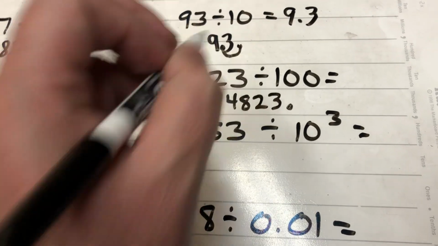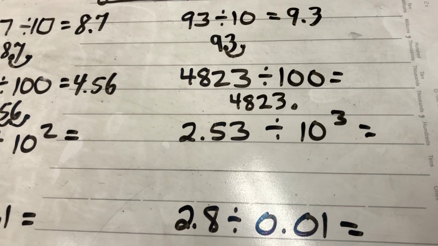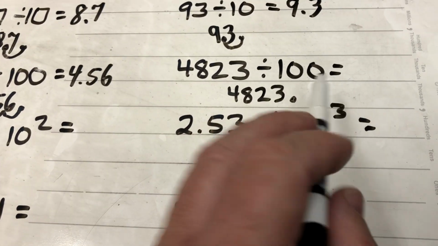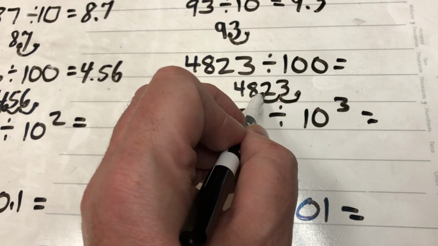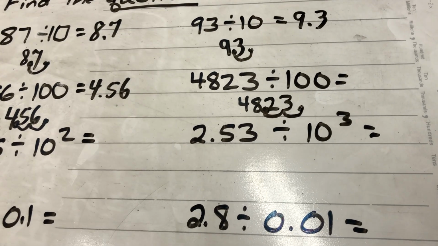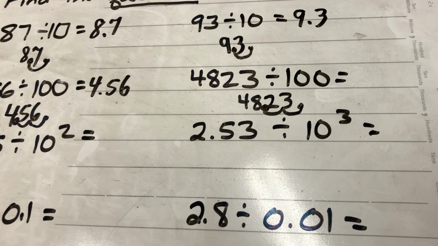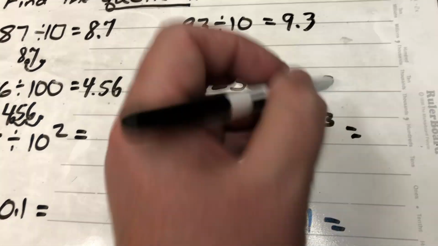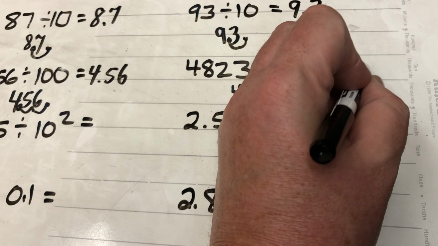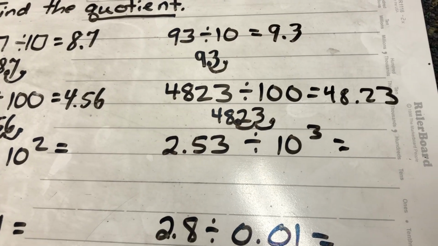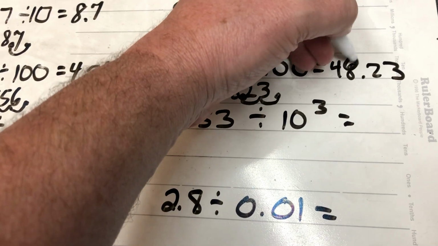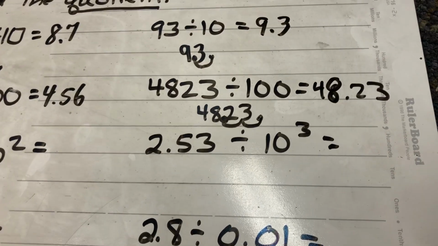4,823. My decimal would go right there. There's two zeros in 100, so it's telling me I'm going to move it once, twice. My decimal goes right there. I get 48 23/100. My final answer is 48 23/100. Well, so far so good.